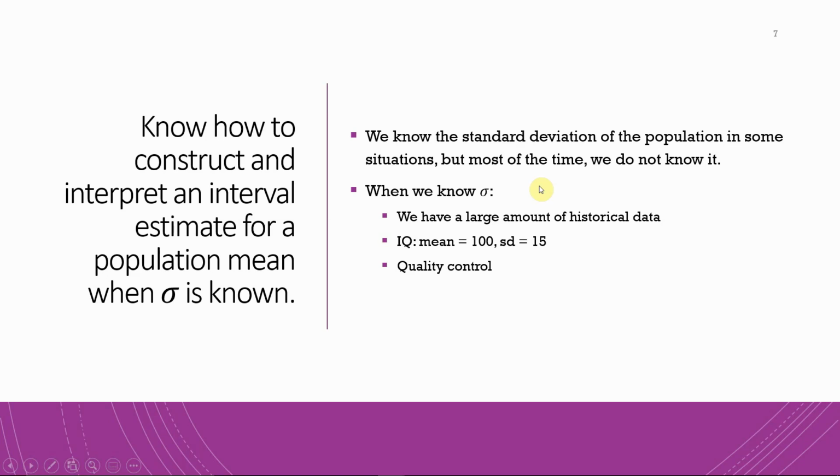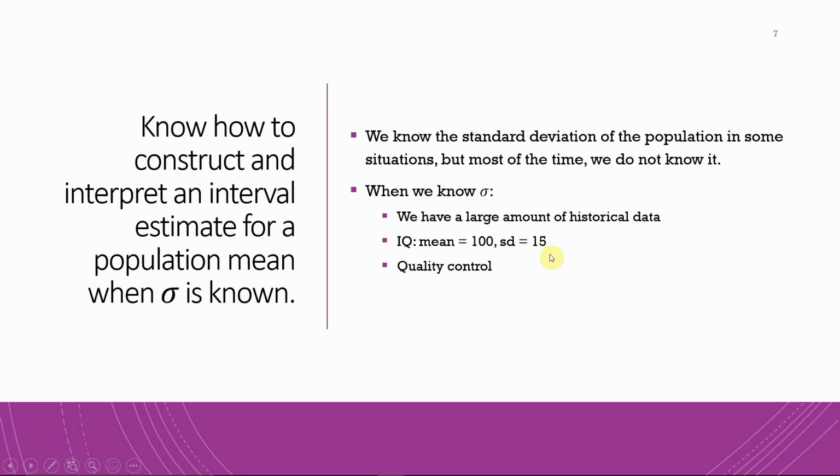But there are situations, there are times when we do know the standard deviation of the population. For example, we have a lot of historical data that gives us a good representation of the population. Sometimes we can use that data as a value for the standard deviation of the population, right? We can calculate it from that data. Some stuff, for example, like IQ, has a mean of 100 and a standard deviation of 15.